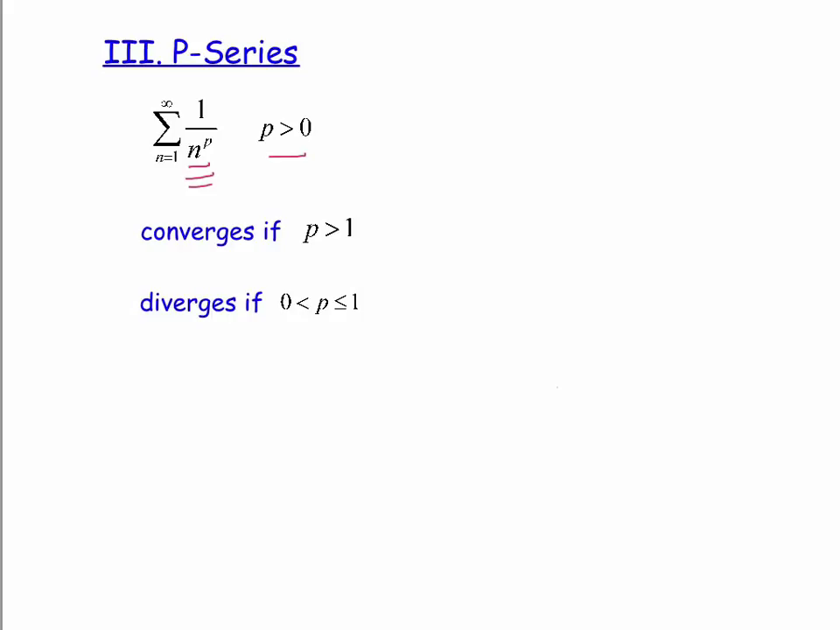Now, P-series, it'll be easy to determine whether they converge or diverge just by examining that power of p. Because if p is greater than 1, then we know that the P-series will converge. However, if p is between 0 and 1, where it could be inclusive at 1, then we can conclude that the P-series diverges. So let's actually look at an example with this P-series in action.